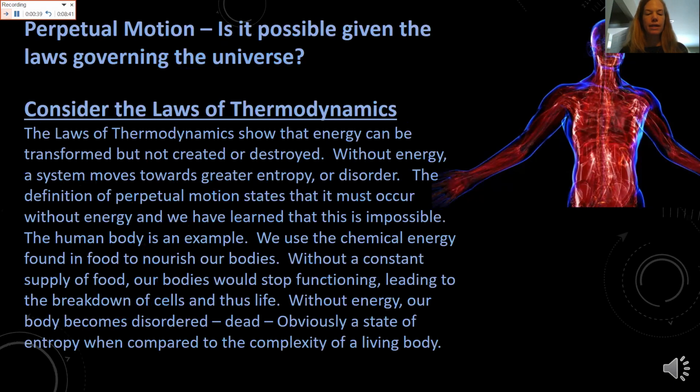The human body is another example of this. We use the chemical energy found in food to nourish our bodies. Without this constant supply of food, our bodies would stop functioning, leading to the breakdown of cells and the end of life. Without energy, our bodies become disordered, dead. Obviously, this is a state of entropy when compared to the complexity of a living body.